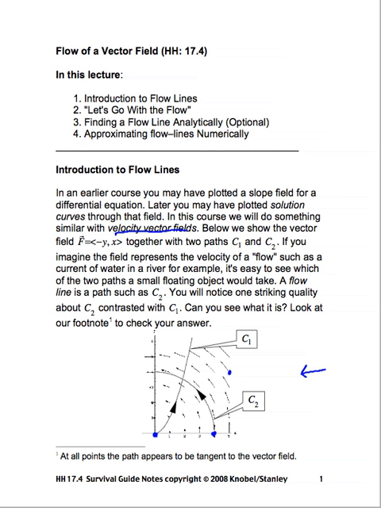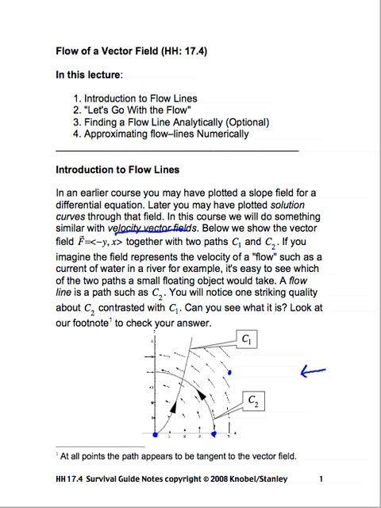Now, not both of these paths are flow lines. Only one of these paths is a flow line. So when you're looking at these paths C1 and C2 and you're asking which is the flow line, what you want to ask yourself is that if the particle were placed in this river, and the particle was a boat or a piece of paper, in what path would that boat flow through the river?